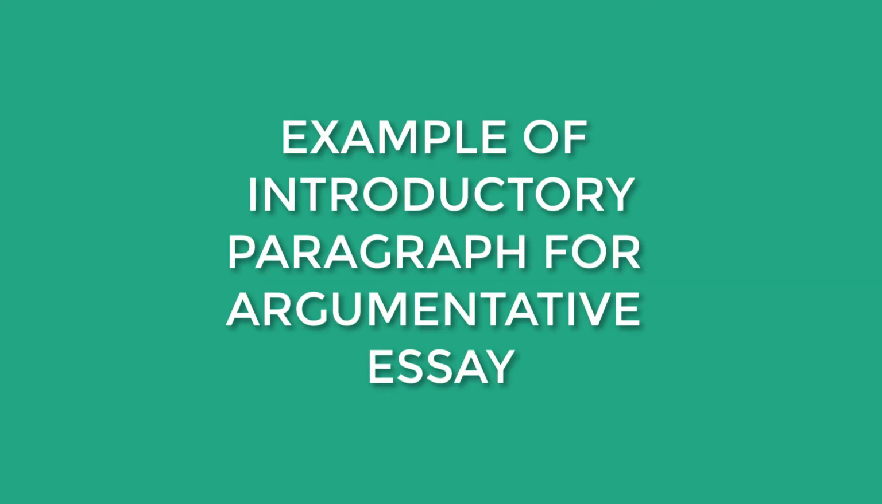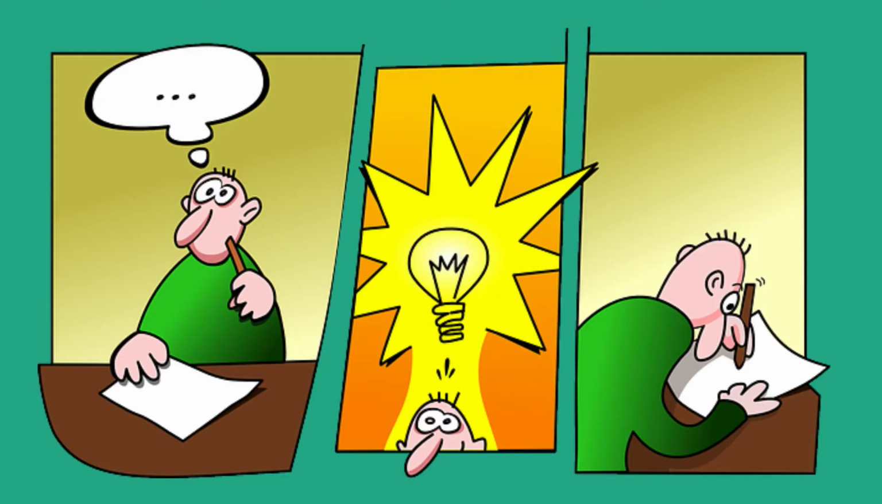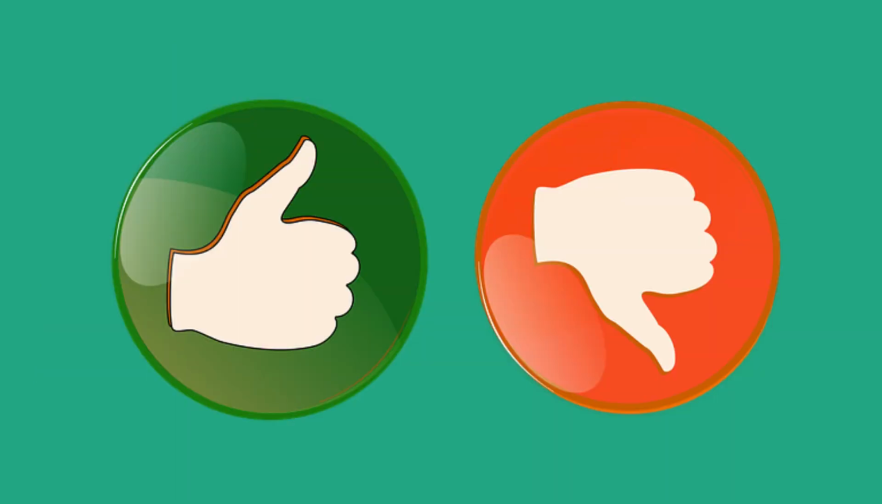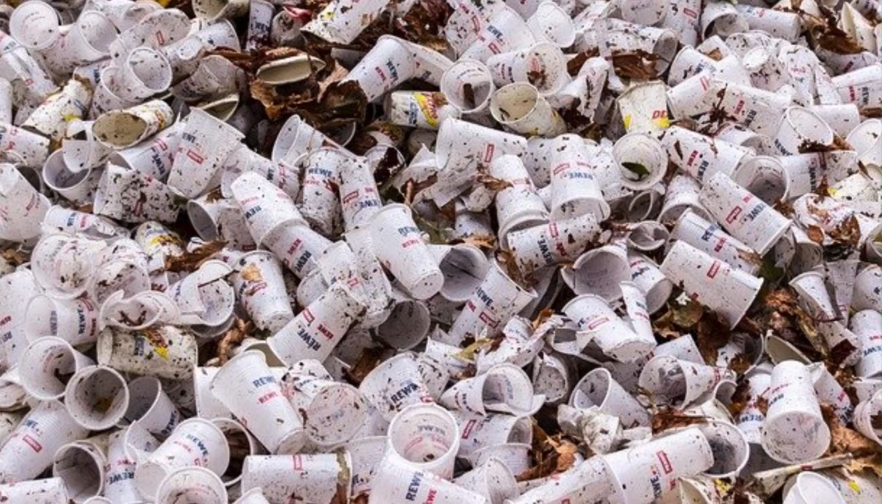Let's go on with an example of how to write an introductory paragraph. Let's think of the topic recycling. Now remember, when we pick a topic for an argumentative paper, we must pick a topic that people can disagree with. So let's pick an example that could be considered slightly controversial. Let's say recycling doesn't work. Let's look at this example.